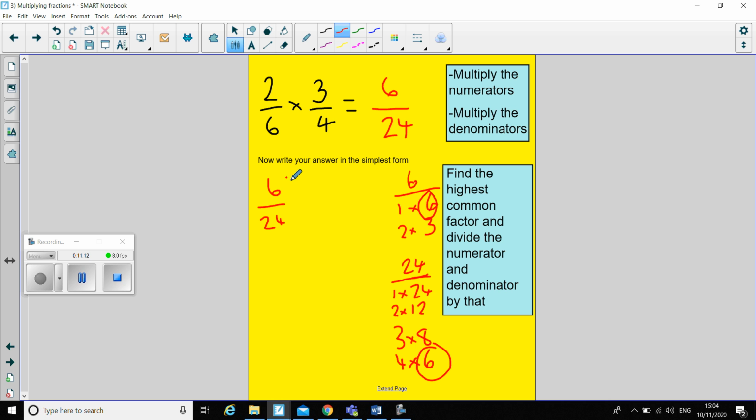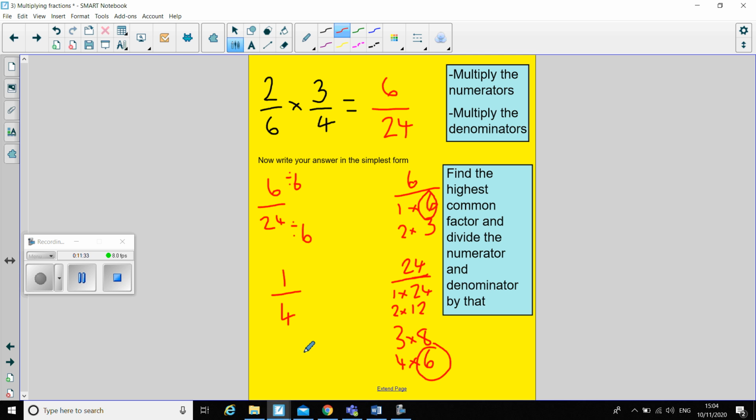So I have to divide both the top and the bottom by 6. So 6 divided by 6 gives me 1 on the top, and 24 divided by 6 gives me 4 on the bottom. So in its simplest form, 6/24 is 1/4.